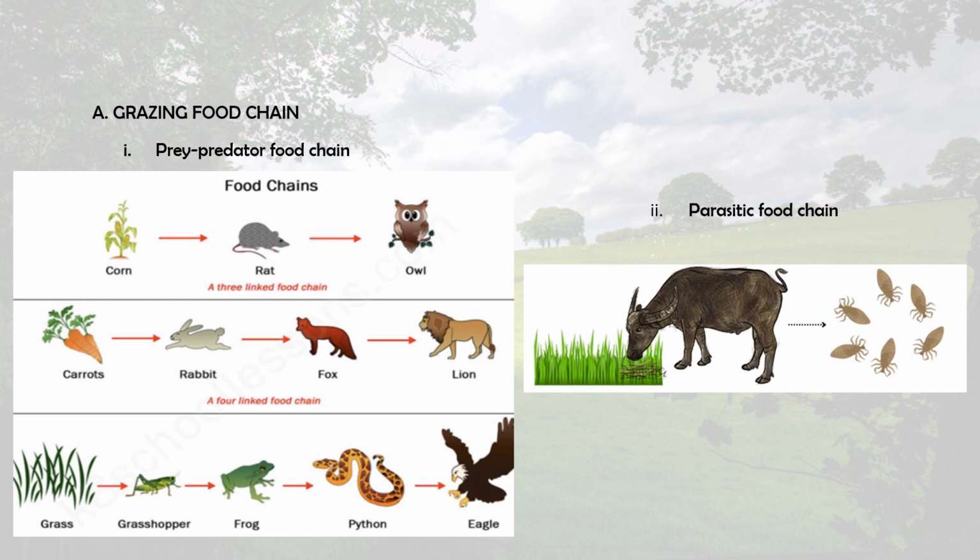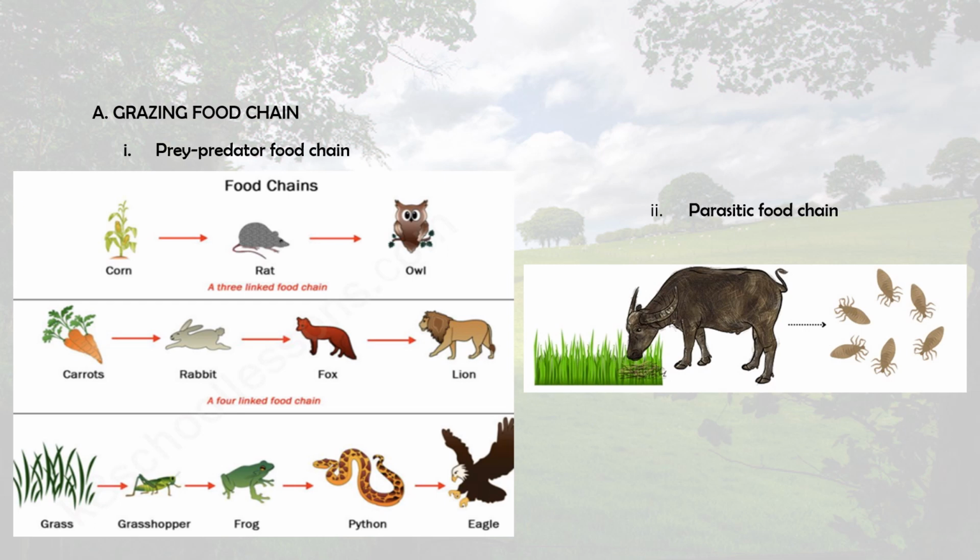This is one example where carrot is the autotroph, which is eaten by rabbit, and rabbit is eaten by fox, and fox is eaten by lion. So this is one example of a typical prey-predator food chain.